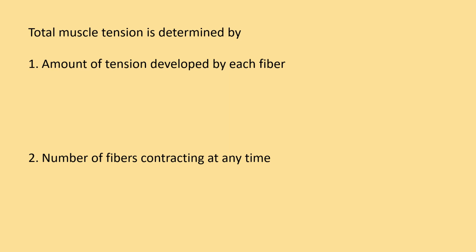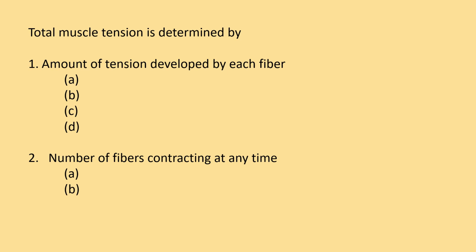We'll spend the next several minutes talking about the factors that influence how much tension a muscle can develop and how much tension a muscle will actually develop. And so in order to understand total muscle tension, we need to begin at the cellular level. So under number 1 here, we'll talk about some factors that influence how much tension an individual muscle cell, remember a muscle cell is also called a muscle fiber, will generate. And there are several factors that influence that. And then we'll move on to heading number 2 here, the number of muscle cells that are contracting at any time and what influences that number.